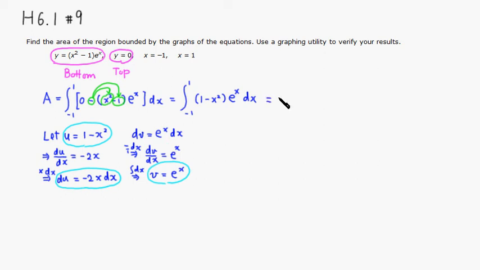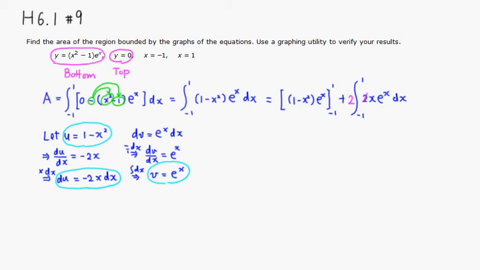So this is going to be uv, which is 1 minus x squared times e to the x, from -1 to +1, minus the integral from -1 to 1 of v du. There's a negative sign here, so I'm going to incorporate it to turn into a positive sign. So you have 2x e to the x dx. If you want, you can put this 2 outside, so let's go ahead and do that. Then we're going to do another integration by parts to evaluate this integral.